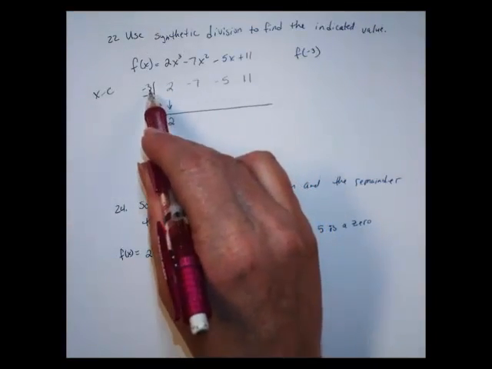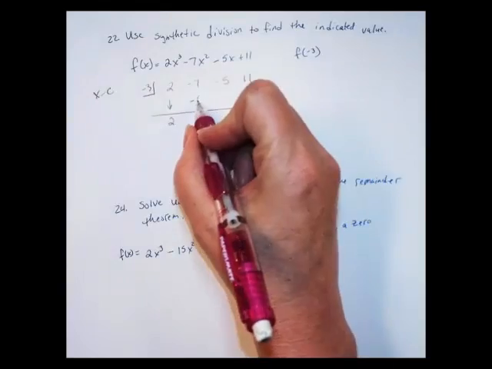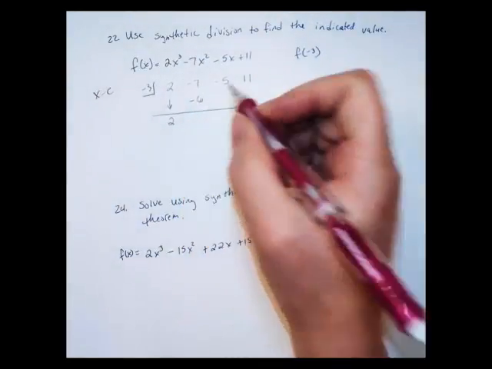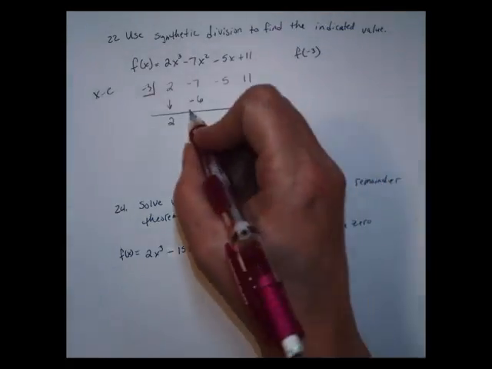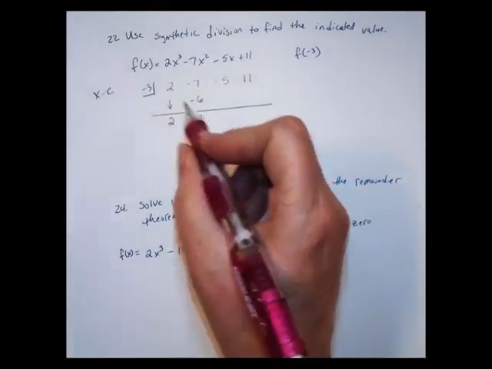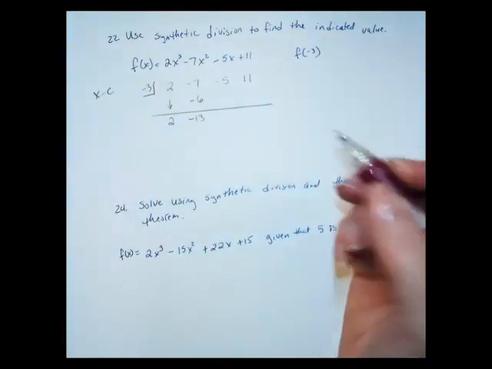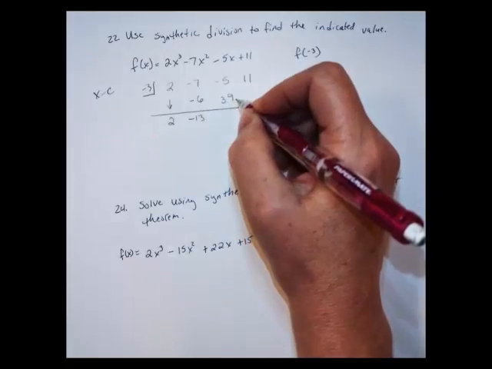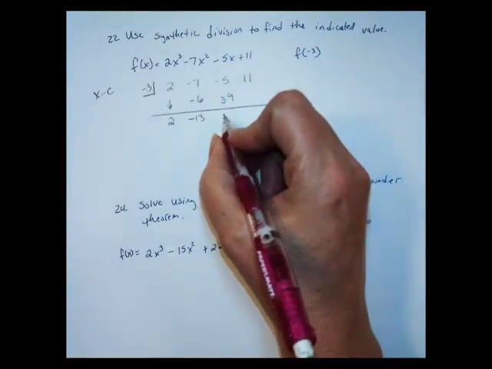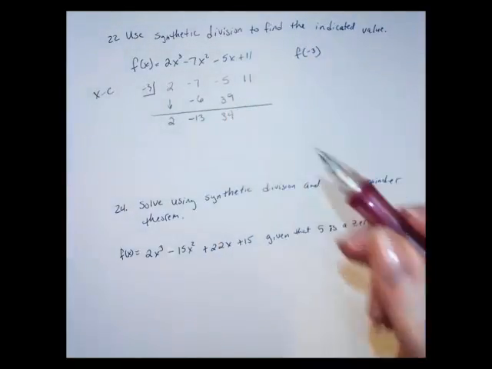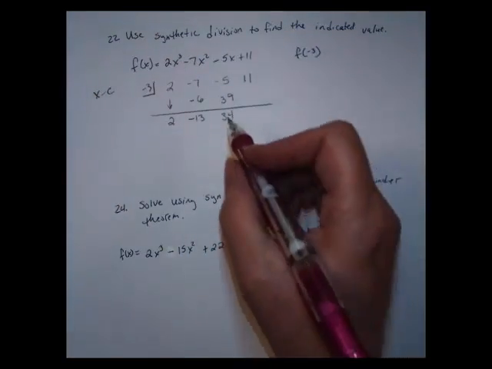So 2 times -3 will get us -6. Now we add these together. -7 plus -6, they're the same sign, so we add and keep the sign. It'll get us -13. -13 times -3 is going to be +39. -5 plus 39 is the same thing as 39 minus 5, which will be 34. And it'll be positive because 39 is our bigger number and it's positive.